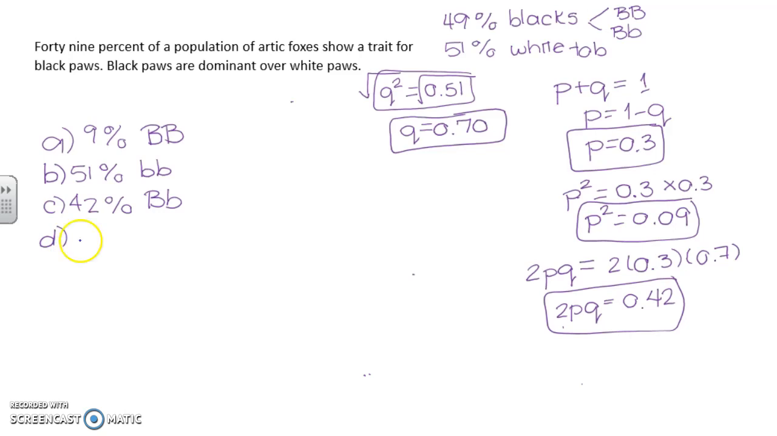Then I asked for the frequency of the dominant allele. So what is p? In this case it is 0.3. That will be the dominant allele. And finally, 0.7 will be the frequency of the recessive allele.